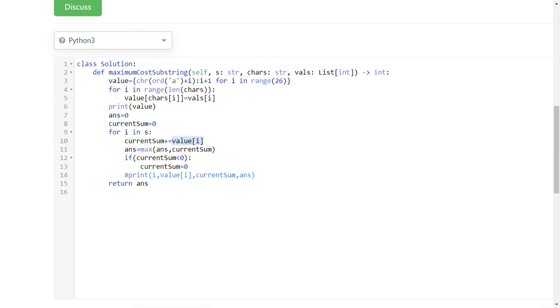So for each I in S, that means for each character in the S array, add its value directly to the current sum. It may make the current sum less than zero, or it may increase the current sum as well. If it increases the current sum, this is how I am tracking it: I am making the answer the max value of the previous answer and the current answer. If my current sum is becoming bigger because of this addition, then I will be tracking it here, right? There may be a possibility it may not become bigger, it may become slightly smaller.